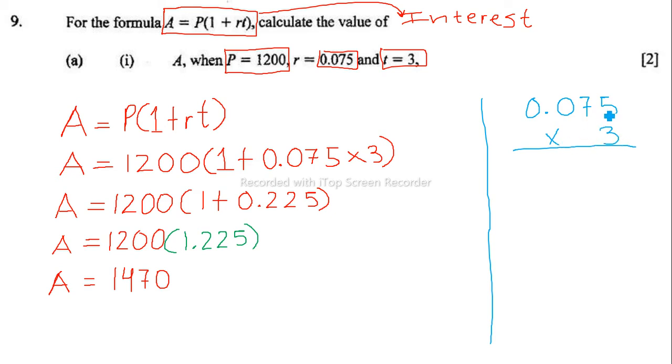3 times 5 is 15, right? Put the 5 down and carry the 1. 3 times 7 is 21. Adding 1 is 22. Very good. Put the 2 down and carry the 2. 3 times 0 is 0, plus 2 is 2. Bring it down. 3 times 0 is 0. The decimal point falls right down. 0.225.